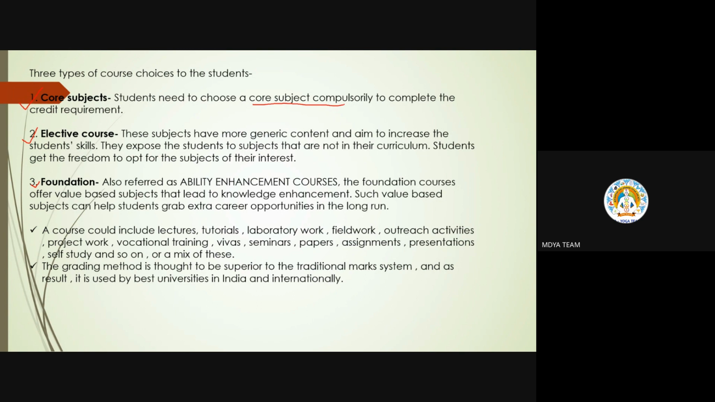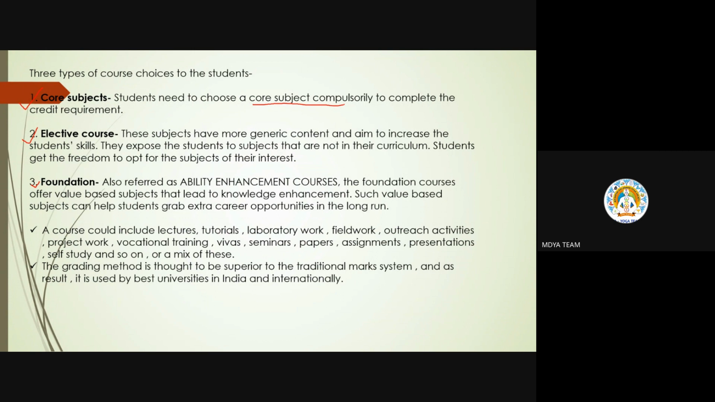Elective courses: these subjects have more generic content and aim to increase the student's skills. As the name suggests, these are elective. The learner can elect the subject. They expose the student to subjects that are not in their curriculum. Students get the freedom to opt for the subject of their interest. The learner can learn the subject of his or her own interest.